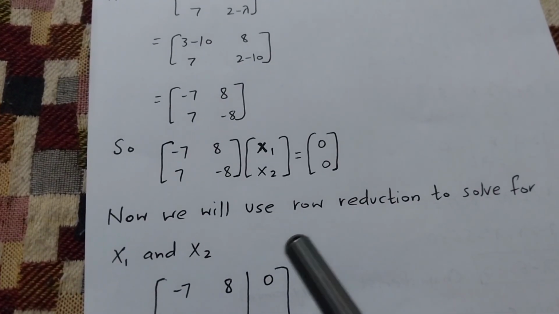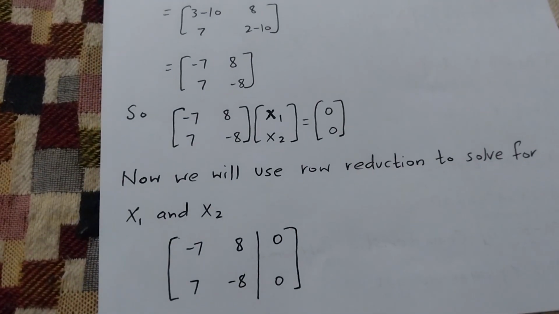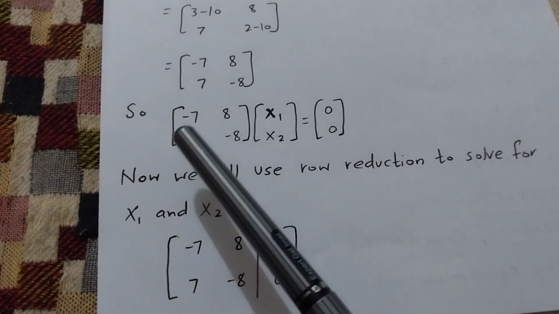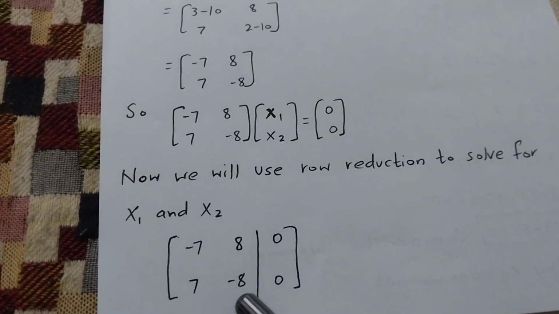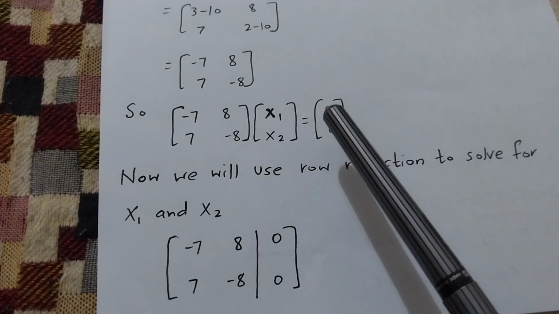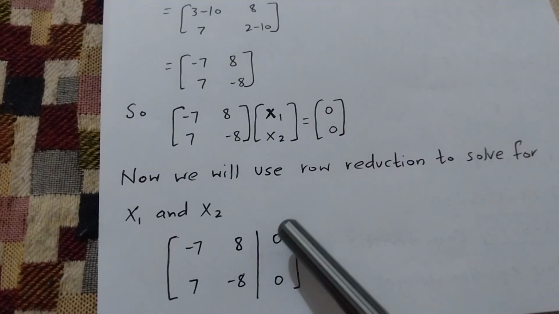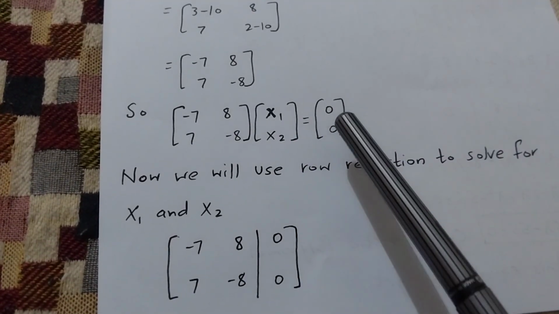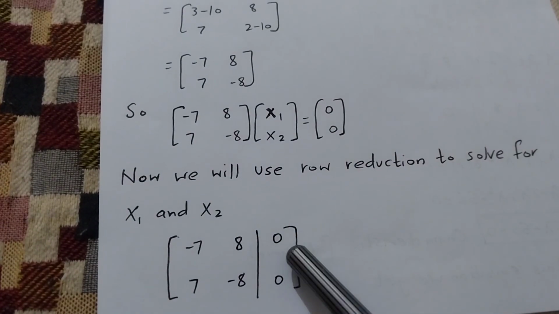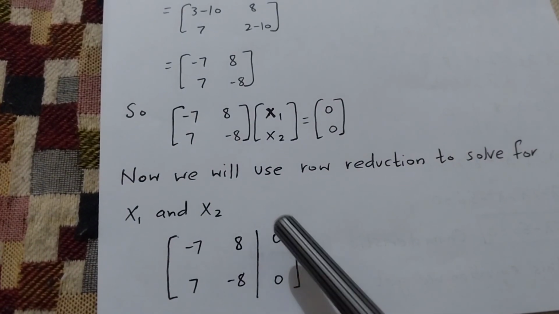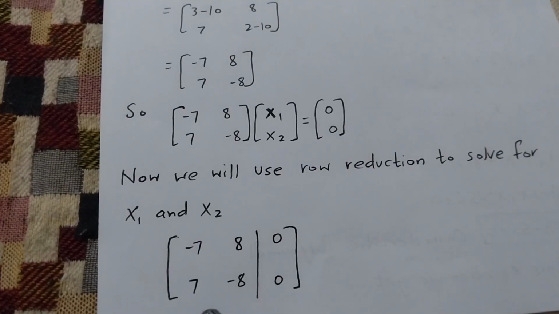And what does this row reduction mean? It means that we'll write this coefficient matrix minus 7, 8, 7, minus 8 as it is, and we'll attach these zeros, this right hand side of zeros, with this coefficient matrix, and we'll put a line in between these two.